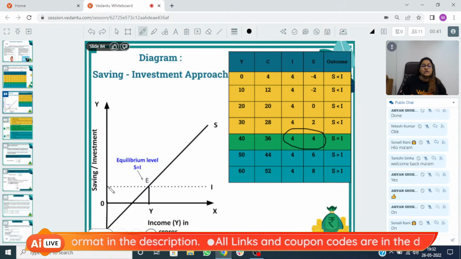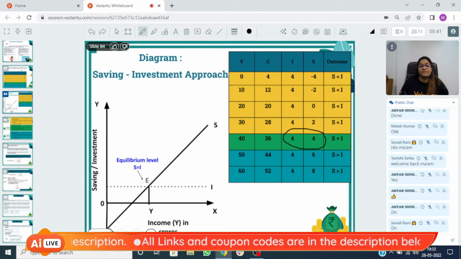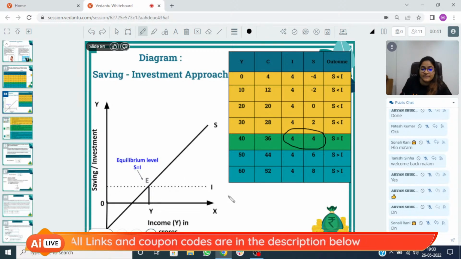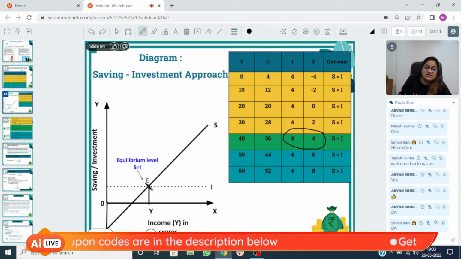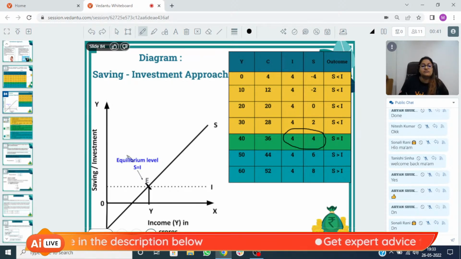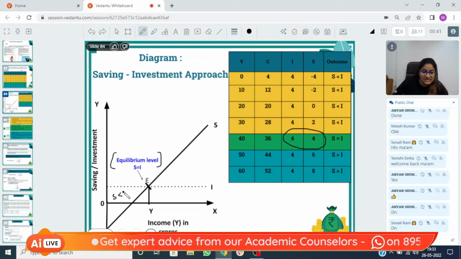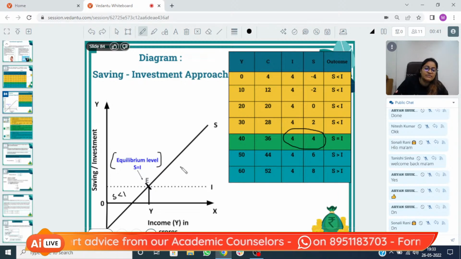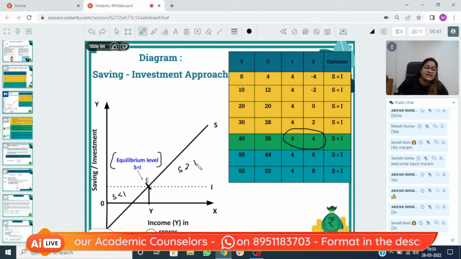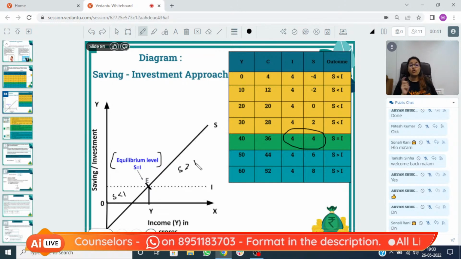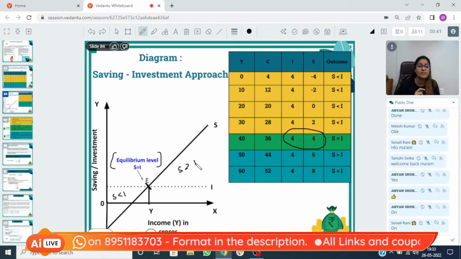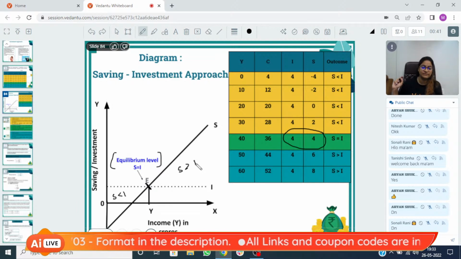So we draw the savings curve from the negative area. We get the investment curve. The point where the savings curve is equal to investment, we call that the equilibrium level, where S is equal to I. Before the equilibrium level, S is less than I. After the equilibrium level, S is greater than I. So where does the economy want to operate? It wants to operate at the equilibrium level.